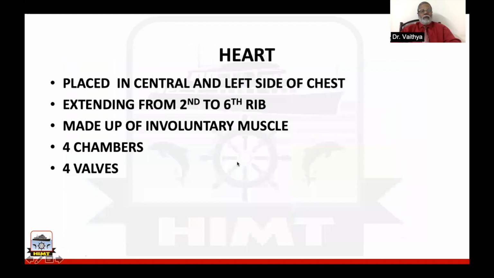Point number 3. Made up of involuntary muscle. What do you mean by involuntary muscle? The muscle which is not under our control, which is directly under the control of the brain. This is called involuntary muscle.